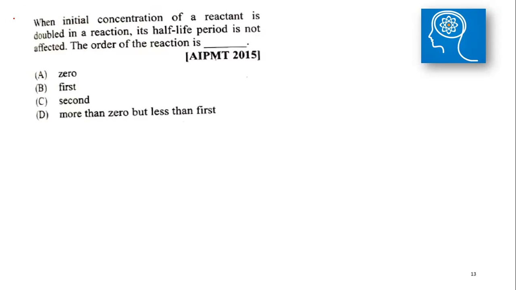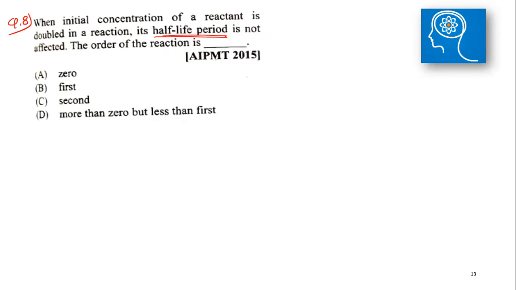Next, question number 8. Okay, everyone read this question. Question number 8, read the question carefully. When initial concentration of a reactant is doubled in the reaction, half life period is not affected. The order of the reaction is.